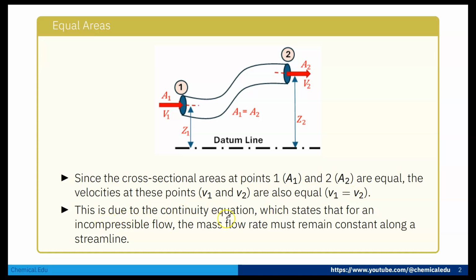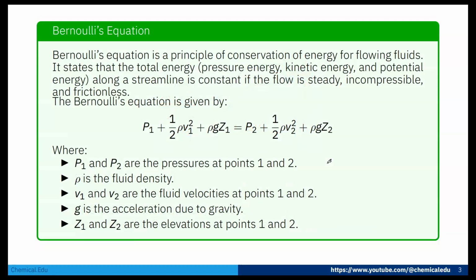This is due to the continuity equation, which states that for an incompressible flow the mass flow rate must remain constant along a streamline. So here A1 is equal to A2, meaning V1 is equal to V2. We can write that from the continuity equation. Now Bernoulli's equation is a principle of conservation of energy for flowing fluids. It states that the total energy, pressure energy, kinetic energy and potential energy, along a streamline is constant if the flow is steady, incompressible and frictionless.